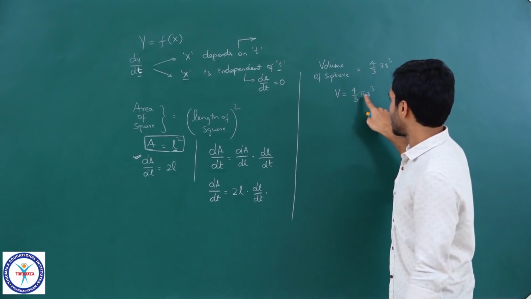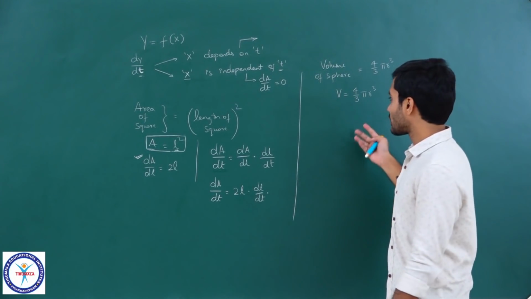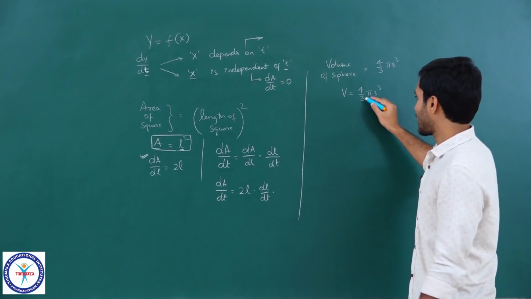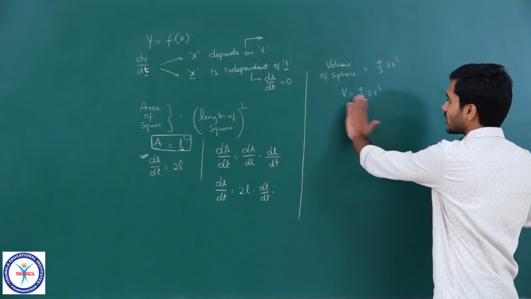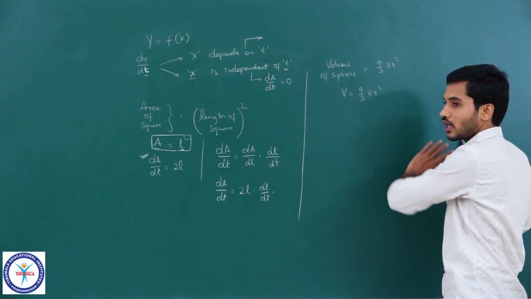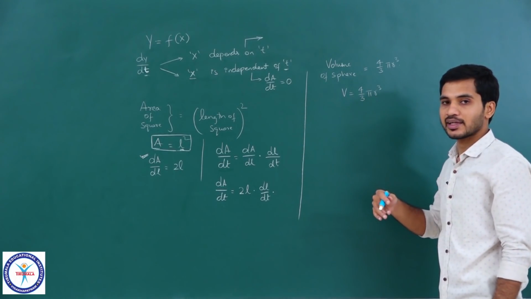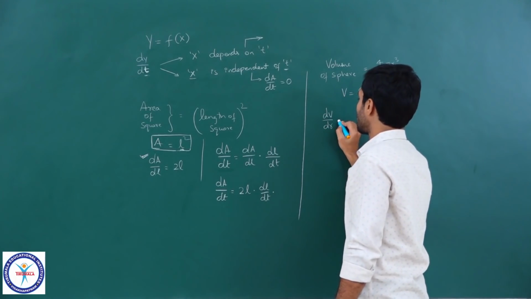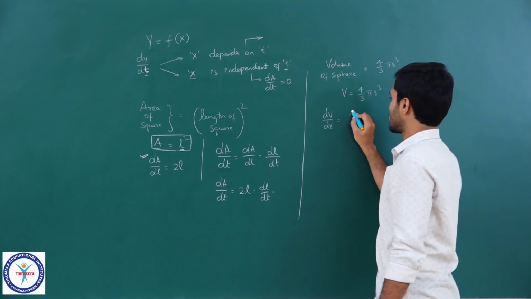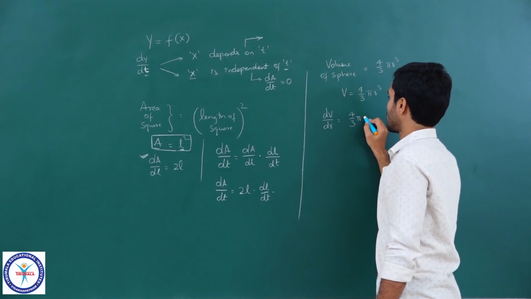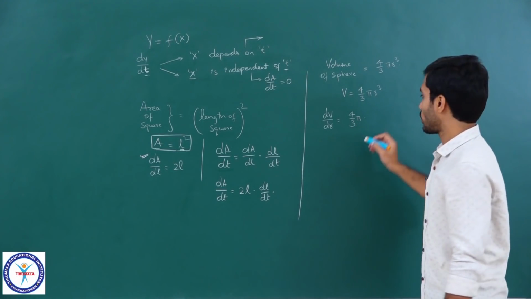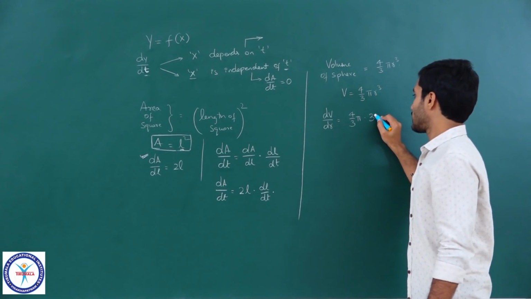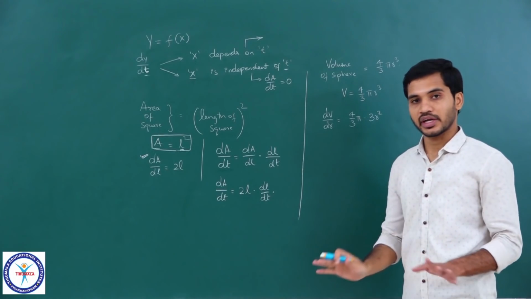We know that V depends on r. So, if I ask you what is dV by dr, you can easily calculate it. You will directly differentiate this expression. 4 by 3 pi will be separate. You will differentiate r cube with respect to r. Let us write dV by dr. First, this is a constant, so 4 by 3 pi into, what is the derivative of r cube with respect to r? It is 3r square. This we can do.